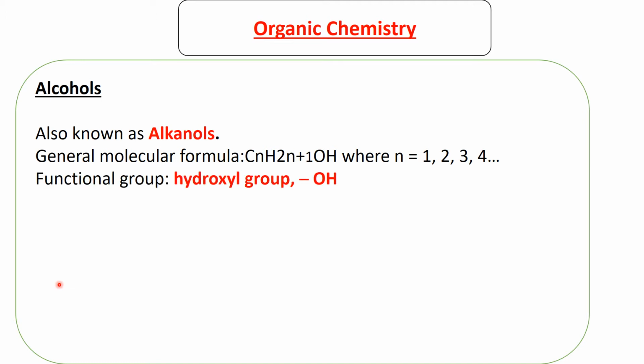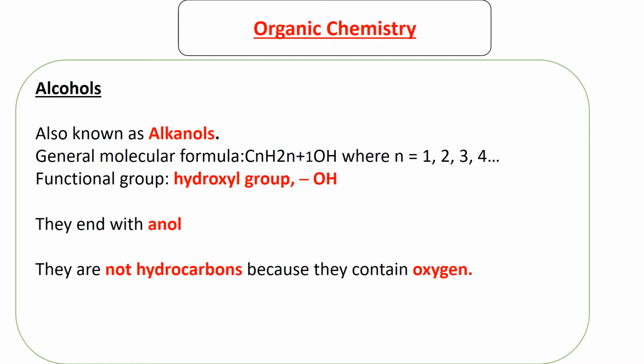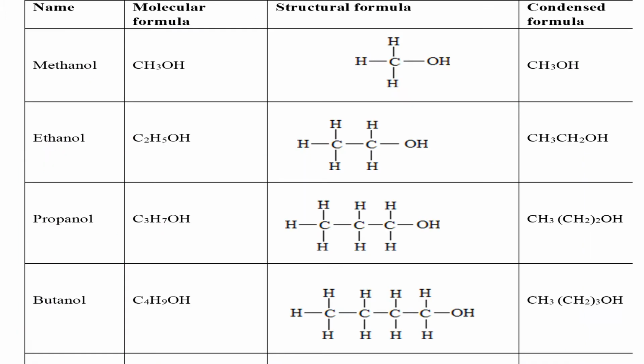The functional group is the hydroxyl group, which is of course a single-bonded OH. In short, an alcohol has OH, which is single bonded to a carbon atom. So they all end with "-ol". They are not hydrocarbons because they contain oxygen. Alkanes and alkenes are hydrocarbons because they only contain hydrogen and carbon. Alcohol has oxygen, which makes it not a hydrocarbon.